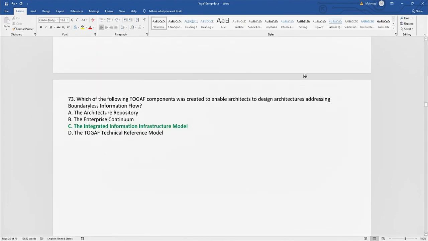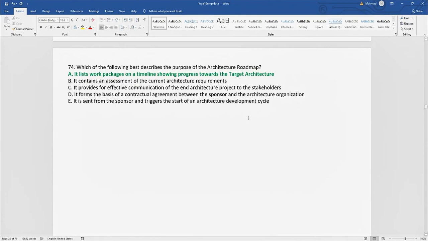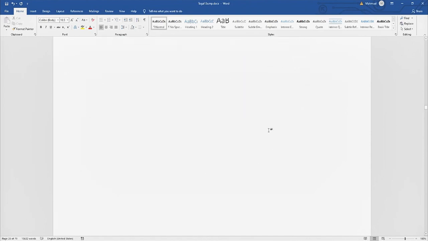Which of the following TOGAF components are created to enable architects to design architecture addressing boundaryless information flow? The Integrated Information Infrastructure Model. Which of the following best describes the purpose of the architecture roadmap? It lists work packages on a timeline showing progress towards the target architecture.